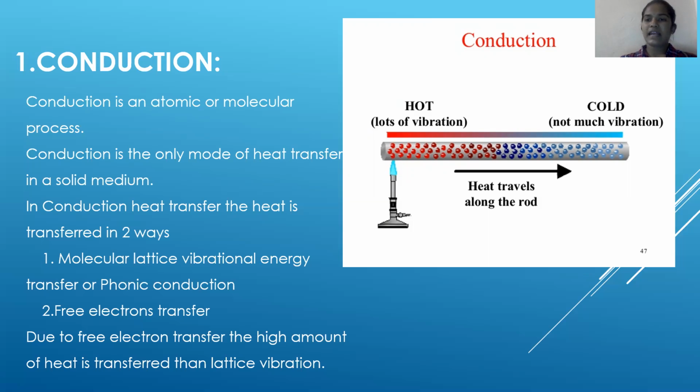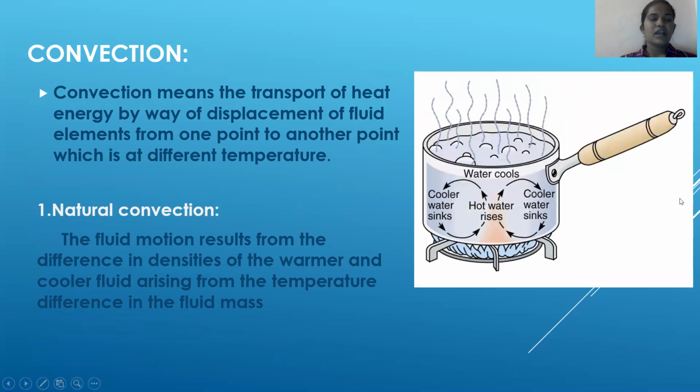And the second mode of heat transfer is convection. It is the transport of heat energy by way of displacement of fluid elements from one point to another point, which are at different temperatures. And convection is again classified into two types, natural and forced convection. First one is natural convection. In natural convection, the heat transferred within a fluid is caused by difference in densities.